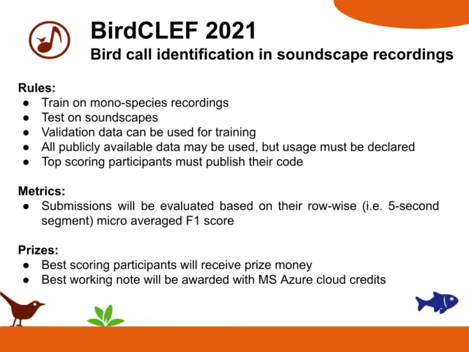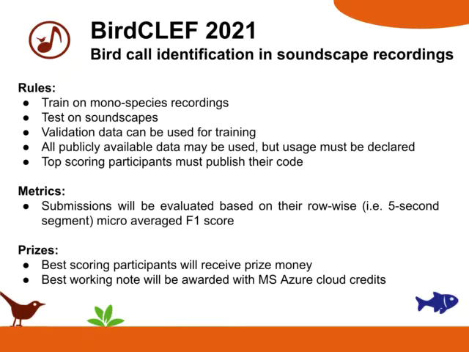The rule is that you can only train the model on the focal recordings, so the monospecies recordings. You don't have the right to use the validation set, the soundscape validation set, or the test set to train the model. Any other publicly available data may be used, but must be declared. Also, the top scoring participants must publish their code. The metric is an F1 score, computed for each chunk of 5 seconds and averaged afterwards.